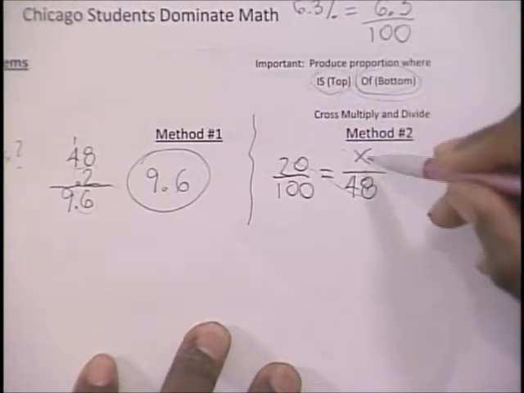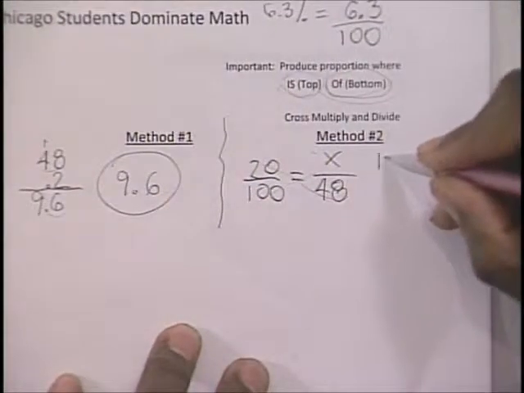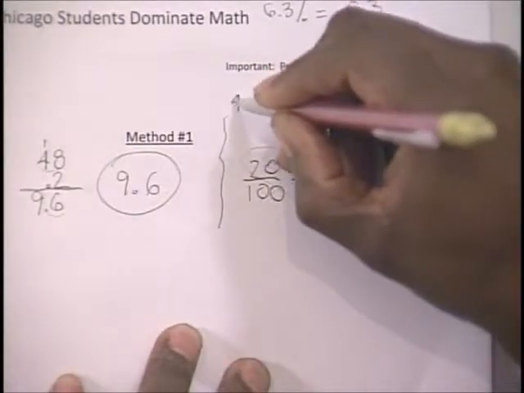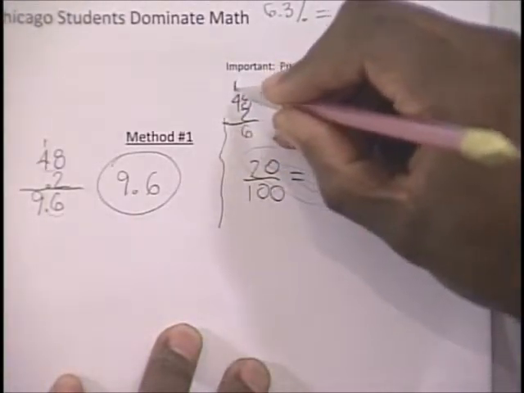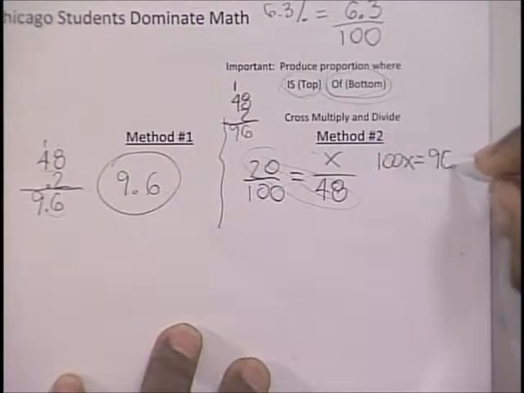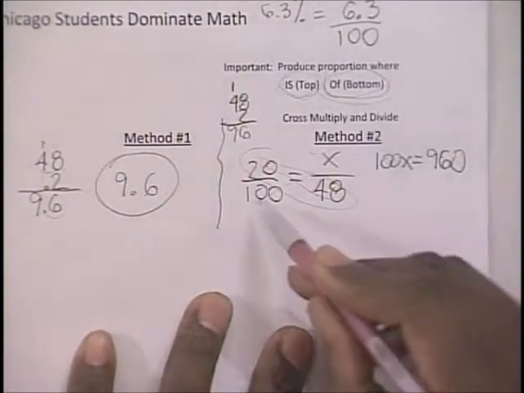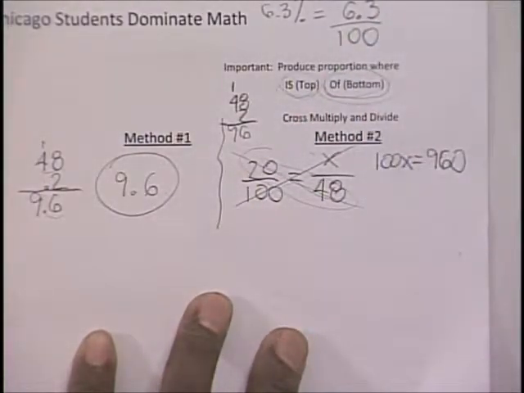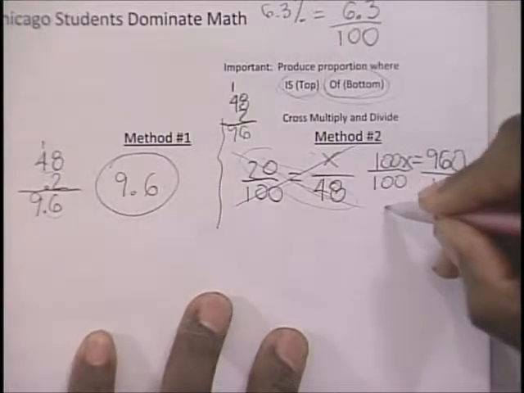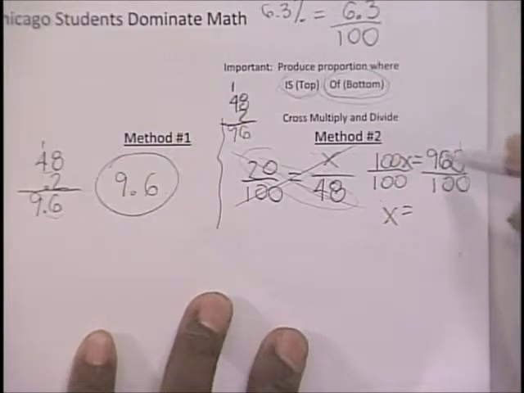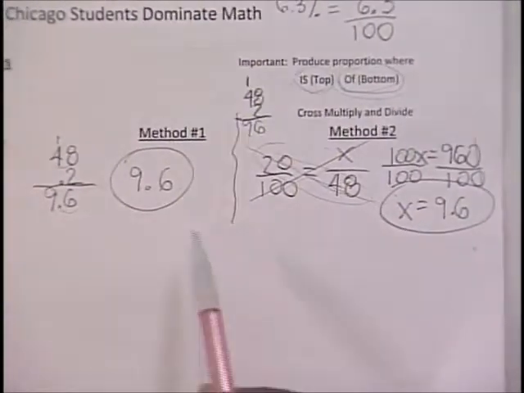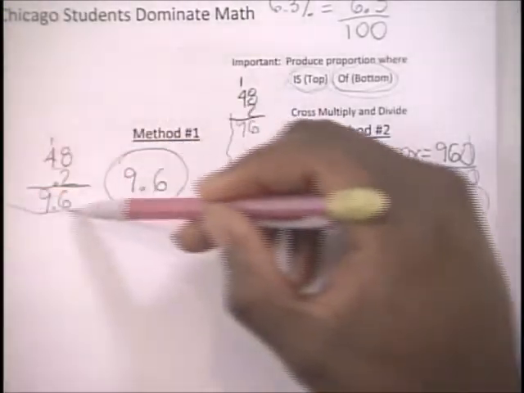Now we're going to cross multiply. We end up with 100x is equal to 48 times 20. Well, 48 times 2 is 16, carry the 1, you get 96. So 48 times 20 is 960. I cross multiplied: 100 times x is equal to 960. Then you solve for x by dividing both sides by 100. You end up with x is equal to 960 divided by 100, and you get the same 9.6. You got 9.6 here, 9.6 here. Mastery level understanding.